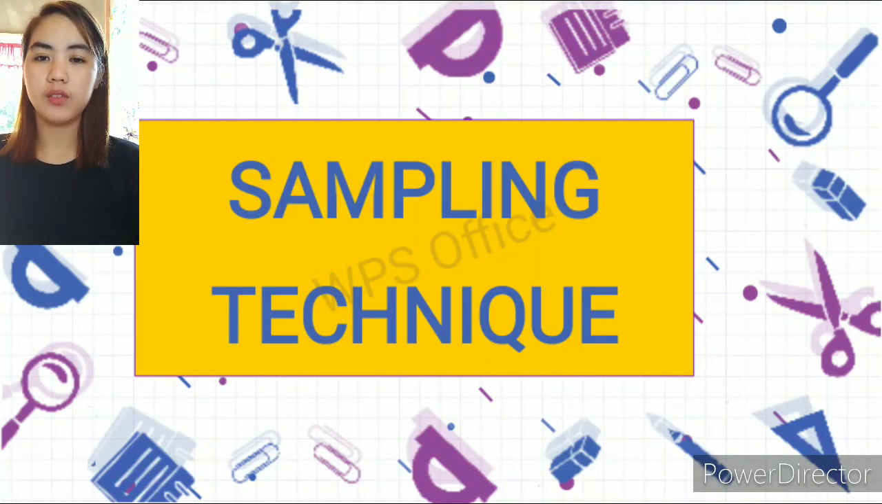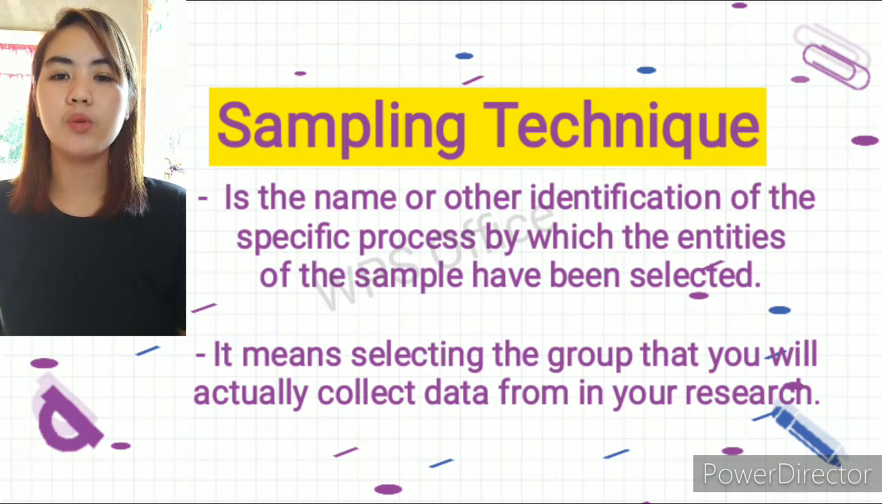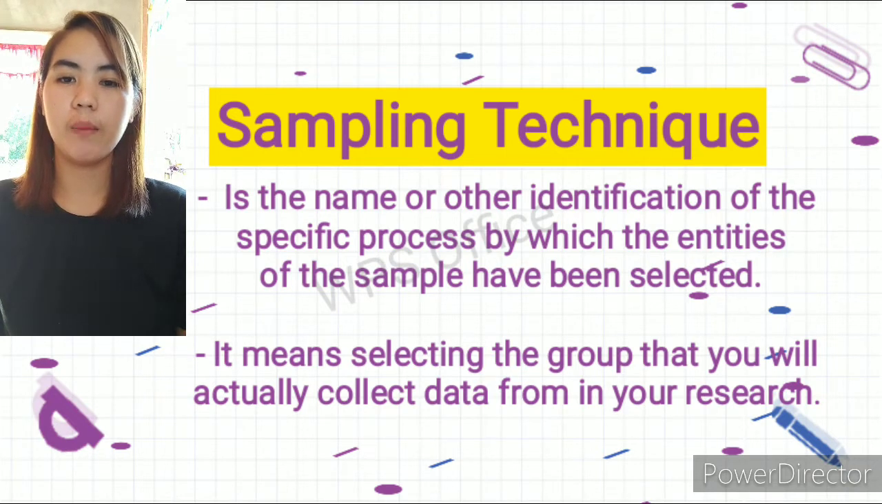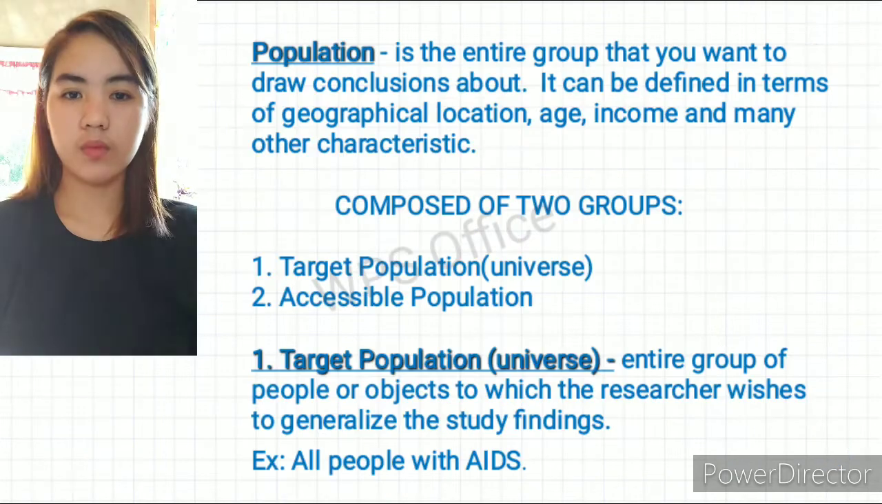Our report is all about sampling technique and its different methods. But first, let me define to you what is sampling technique. Sampling technique is the name or other identification of the specific process by which the entities of the sample have been selected. Sampling technique means selecting the group that you will actually collect data from in your research. So, it implies that it is a method that allows researchers to gather information about a population based on results from a subset of the population without having to investigate every individual.